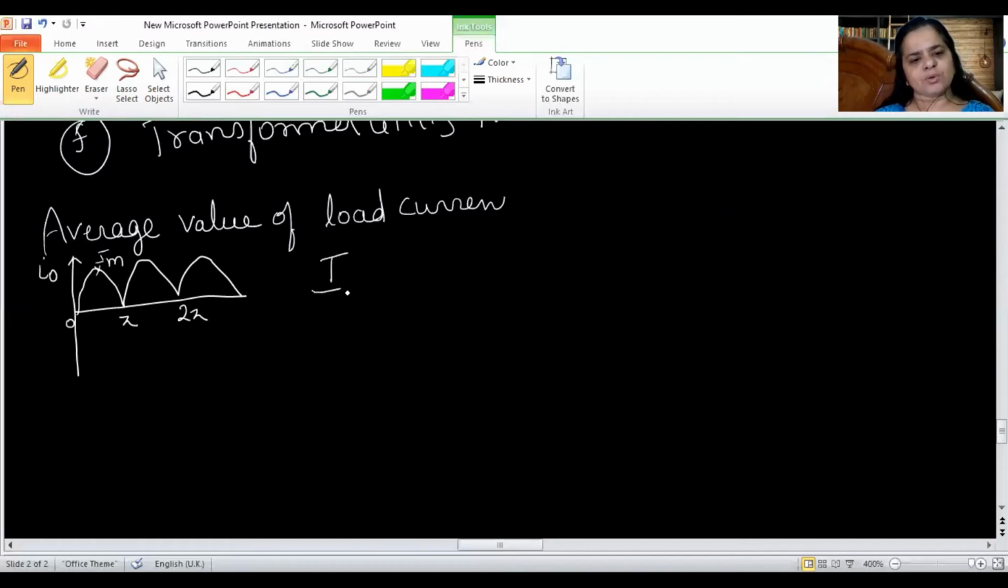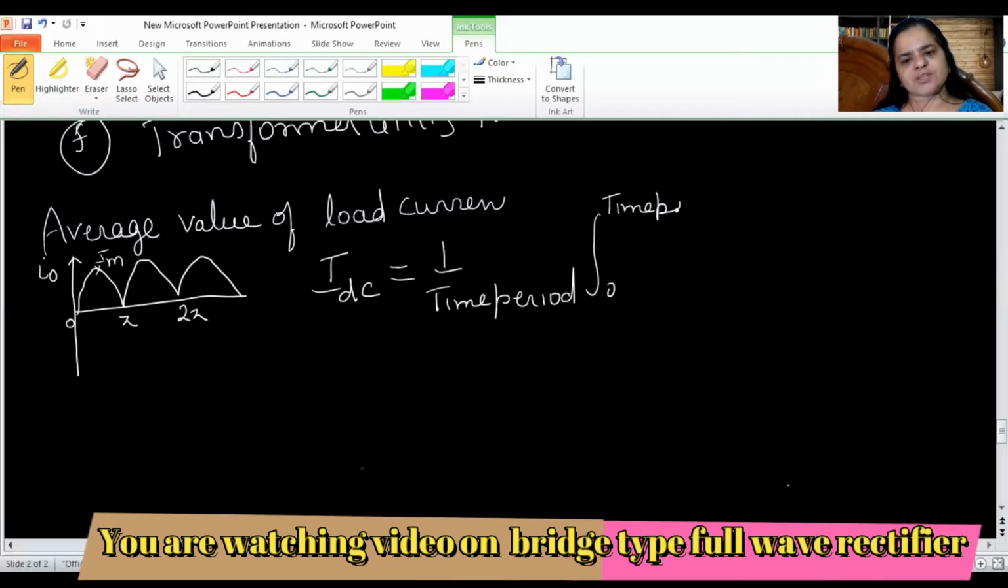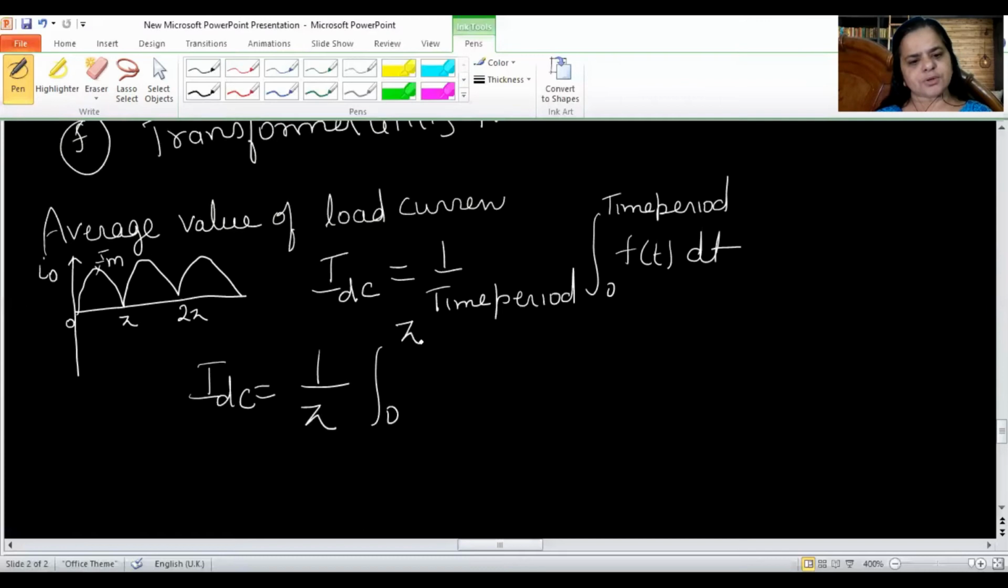So as we know, we always calculate the average value by an expression of 1 by time period, that is the analytical way of calculating the average value for any periodic function: integration from 0 to time period, function value and dt. So for this particular waveform, I am going to calculate the average value. What is the time period? Pi, integration 0 to pi. As it is a sinusoidal waveform, I can write the function as Im sine omega t between 0 to pi.